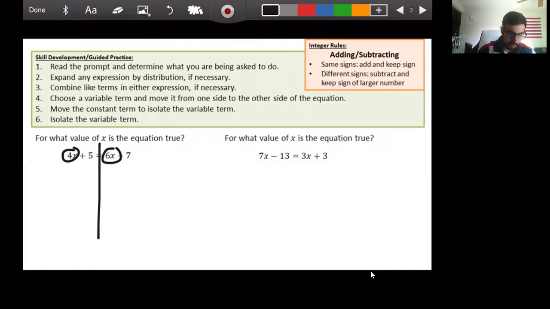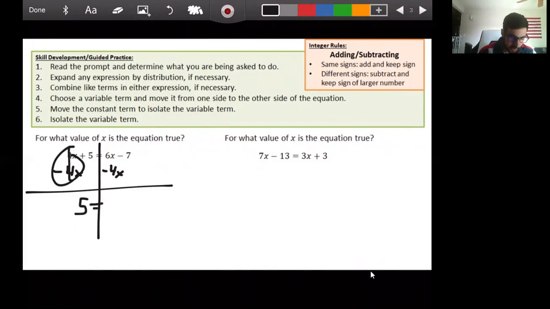4 is smaller than 6. So I'm going to go ahead and subtract 4x. If I do it to one side, I do it to the other. So it's very important we're moving the x with it as well. Over here, we're going to have a zero pair, meaning there's nothing left. The 5 is still over here. That is equal to 6x minus 4x, which is 2x, and then keep the minus 7.